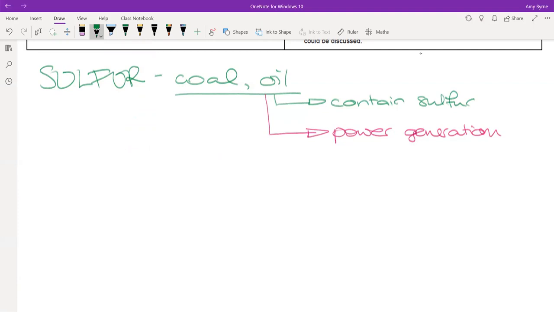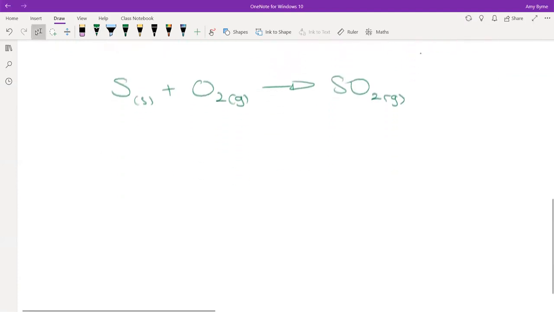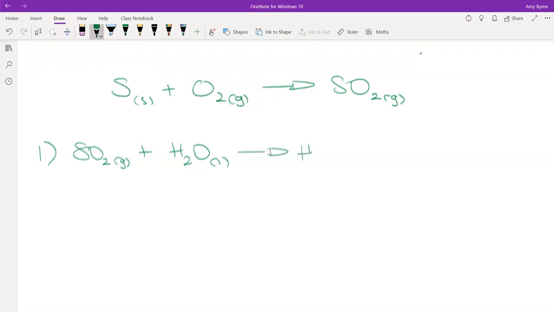So what happens? I basically, in my coal, have solid sulfur, which I can then burn in oxygen as I burn my coal, and it makes sulfur dioxide gas. Now, there's two things that can happen. Version 1, I take my SO2 gas and it gets up into the atmosphere and it reacts with water and it makes sulfurous acid.